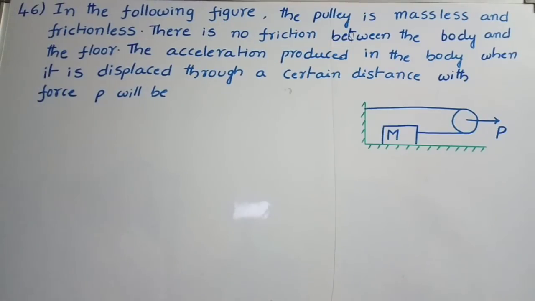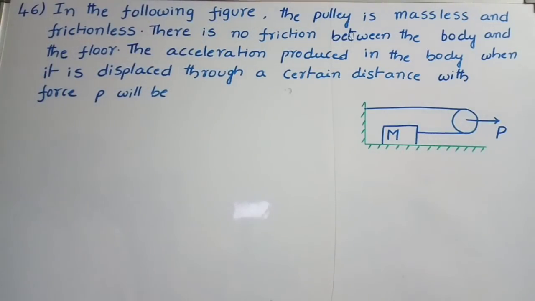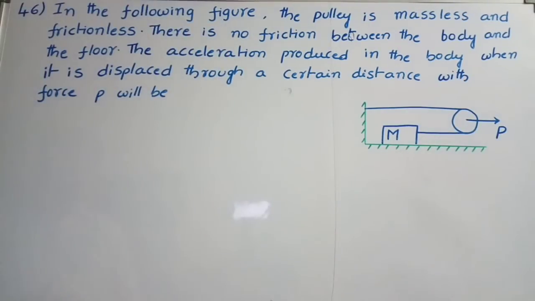Next, 46th problem. In the following figure, the pulley is massless and frictionless. There is no friction between body and the floor. The acceleration produced in the body when it is displaced through a certain distance with force P will be. Here, pulley is massless and frictionless. This pulley is pulling with a force P.